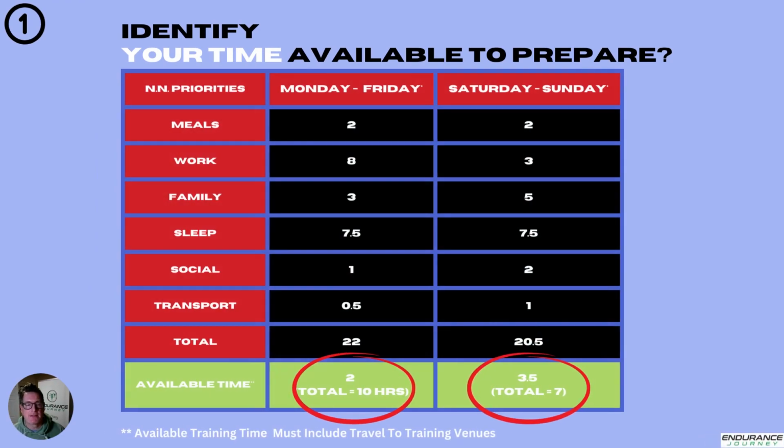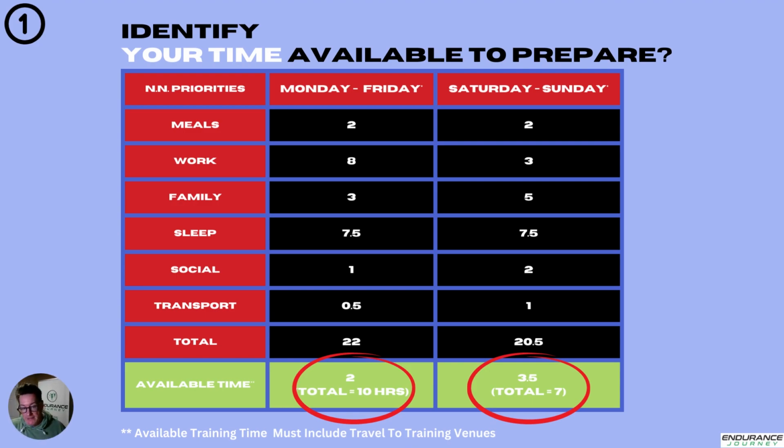Now, going back to this time audit, this is where you can bring out the chart and start to fill in your own time audit. On the left column, again, we have all our non-negotiable priorities. So I've put in my time commitments in hours here. So meals, 2 hours a day, work 8 hours a day, family time 3 hours a day, sleep 7.5, social commitments about 1 hour a day, transport about 30 minutes a day, and then a total is 22 hours. So that leaves me with another 2 hours that is possible available time to train.